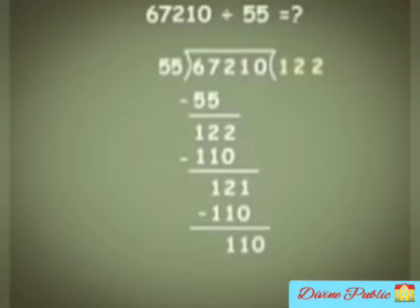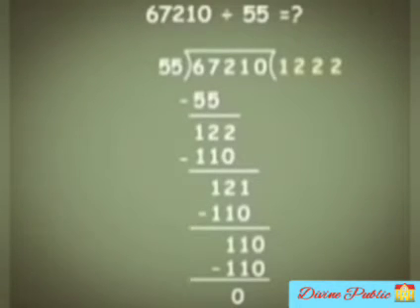As 55 multiplied by 2 is equal to 110, so write 2 in the ones place of the quotient and 110 below 110. Subtract 110 from 110, which is equal to 0. Now there is no digit left to put down. So this means we have completed our division.